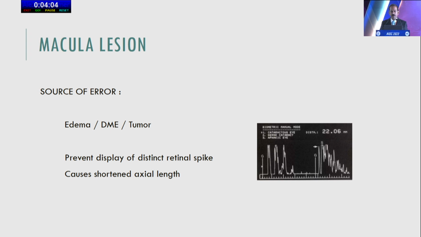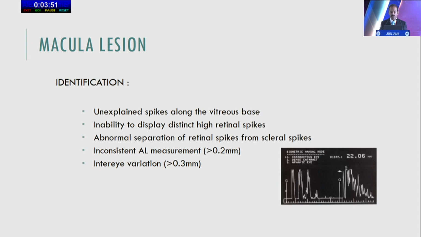If you have an edema or a tumor sitting on the macula, it is going to affect the outcome of your calculation because it prevents the display of a distinct retinal spike and causes a shortened axial length. If the patient has a dense cataract and you don't have access to an optical biometer, there are certain markers by which you can identify these. They are unexplained spikes along the vitreous base, inability to display a distinct high retinal spike, abnormal separation of the retinal spike from the scleral spikes, an inconsistent axial measurement of more than 0.2 millimeter, and an inter-eye variation of more than 0.3 millimeters.